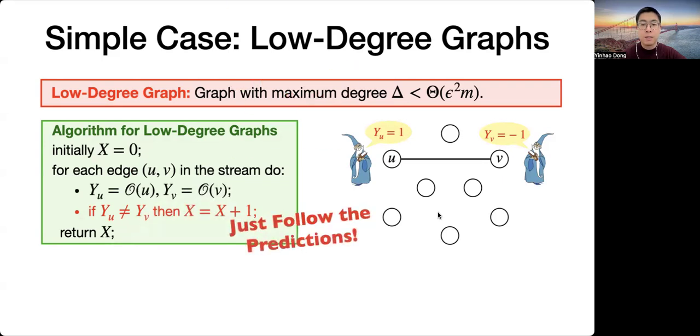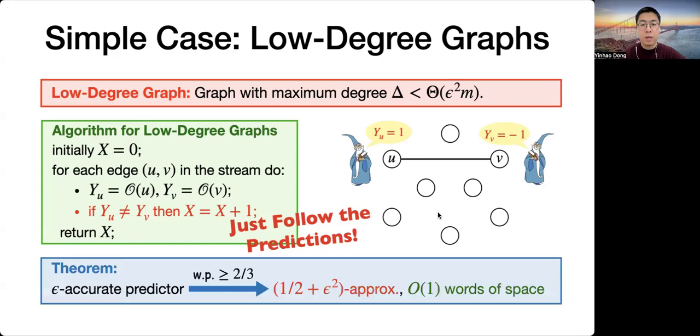As you can see, this algorithm just directly follows the predictions, and we can show that this simple strategy already achieves a better than half approximation. Specifically, given oracle access to an epsilon accurate predictor, this algorithm provides a half plus epsilon square approximation with probability at least 2/3 for low-degree graphs. The space complexity is only O(1) words, since X is at most the number of edges.